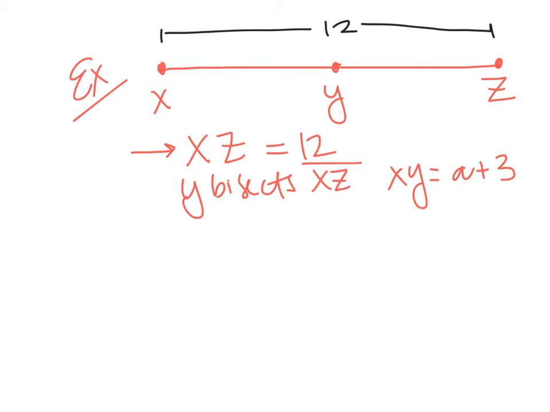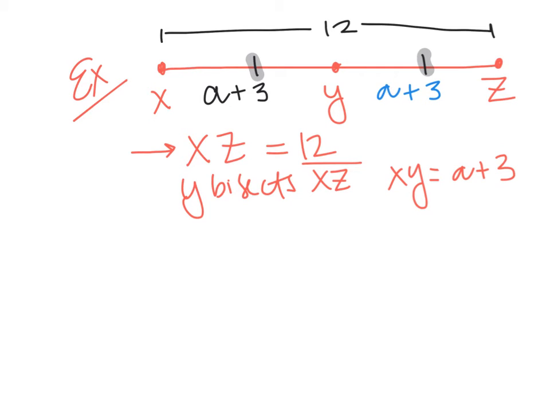Then I'm given that Y bisects XZ. So I would denote that on my picture by making two congruent symbols. Now I'm given that XY is equal to A plus 3. So I would write A plus 3 here. Now if I know XY is equal to A plus 3, then I know that YZ is the same because they are congruent. That's what my little tick marks right here mean. Congruent, congruent. So that means that YZ is also A plus 3.